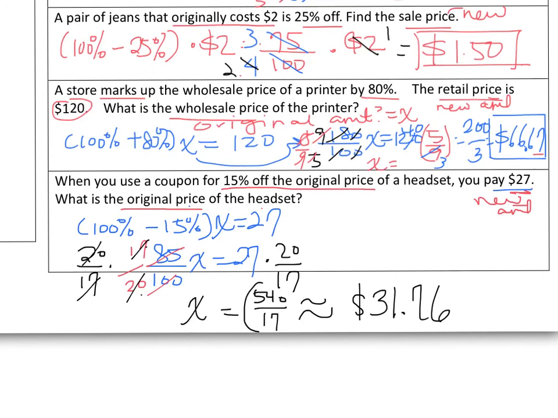I didn't work this out for you, so I would like you to try it out by yourself and see if you get the same answer as I did. And that's it.